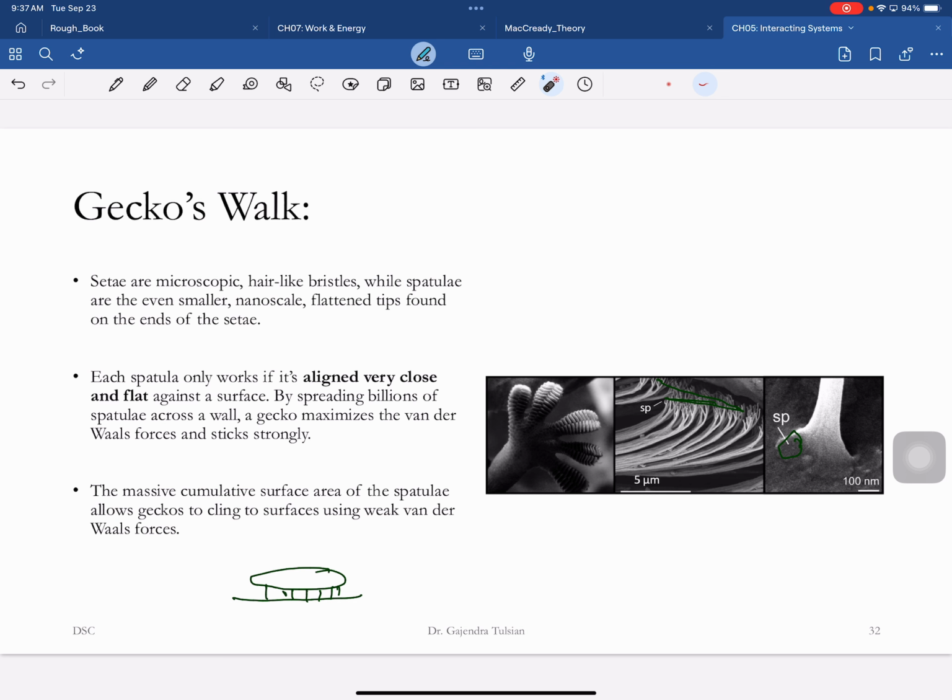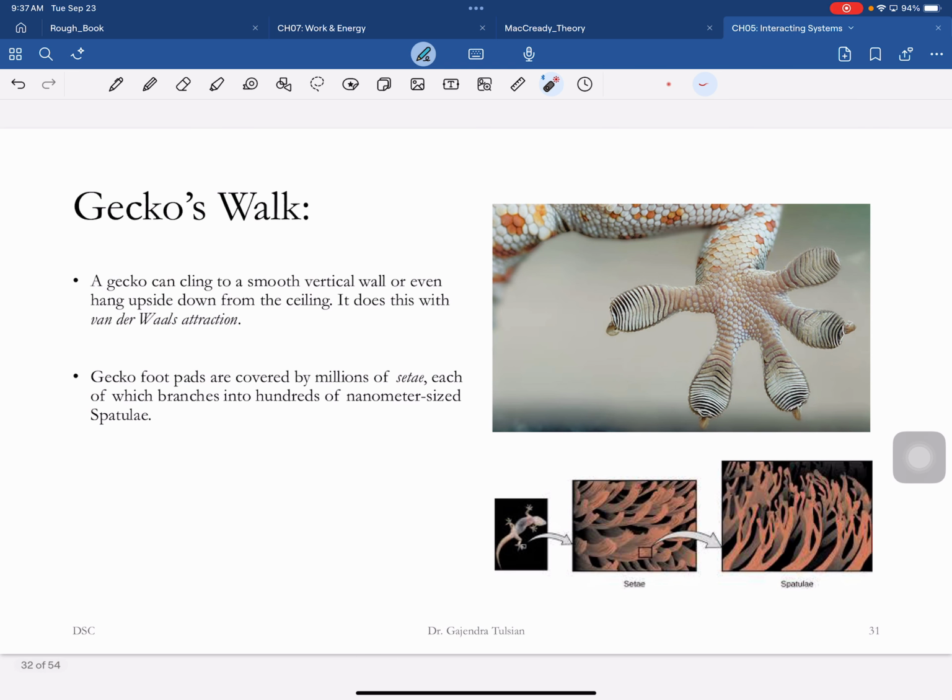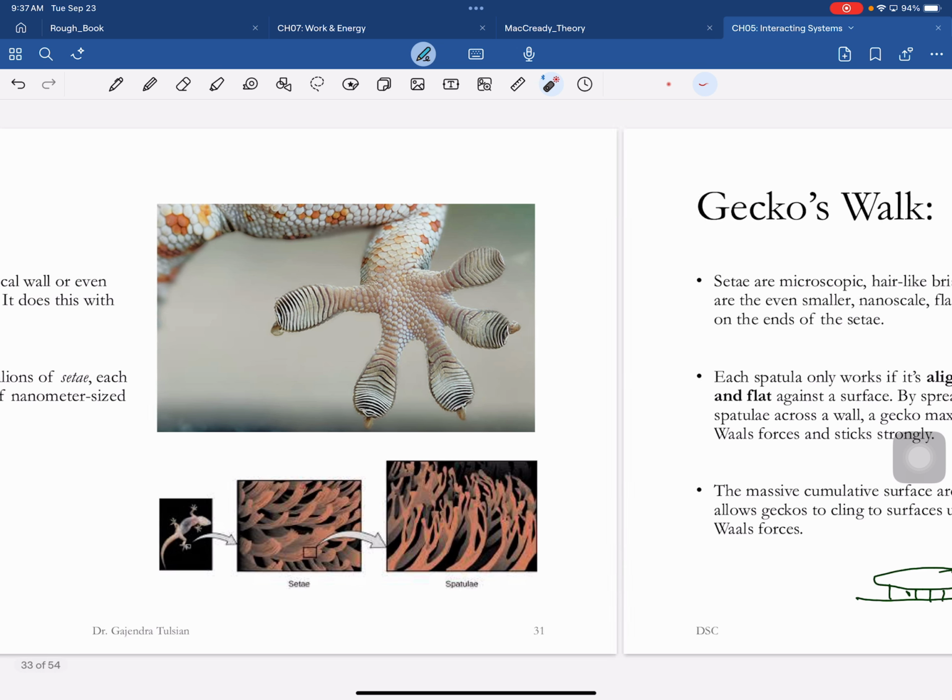Okay? So a gecko can cling to a smooth vertical wall or even hang upside down from the ceiling. It does this with the van der Waals force. Okay? The foot pads are covered with millions of setae.